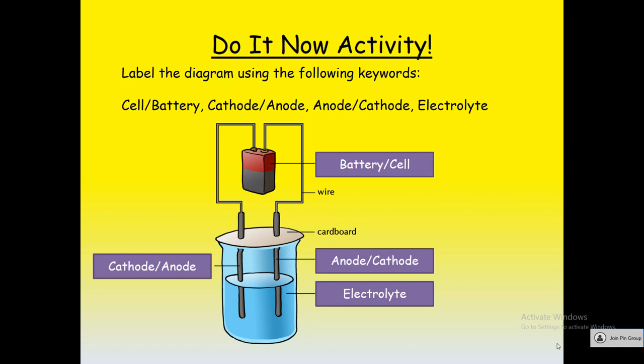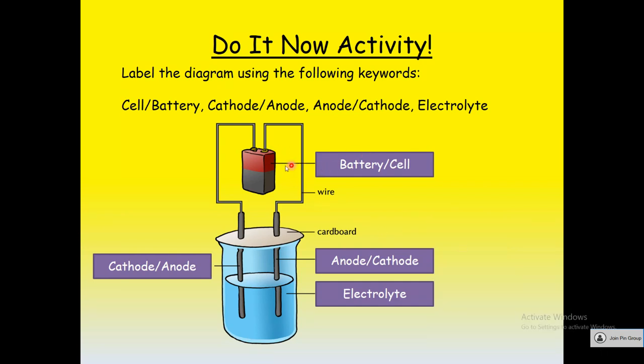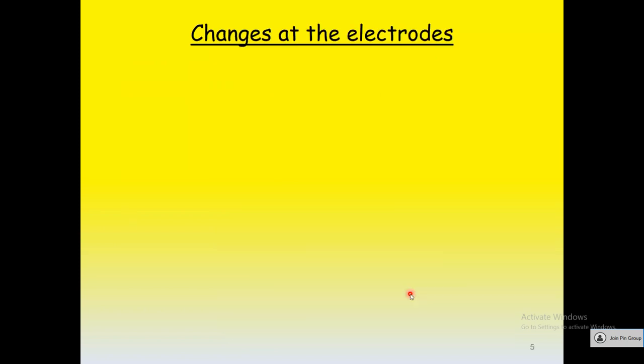And you should have been able to spot that the battery or cell is up here at the top. The battery or cell is here, connected by wires to these electrodes. We don't know which way around that battery is, so this could be either the anode or the cathode, and whichever one that is, this is the other one, so it's the other way around. And the electrolyte is what the electrodes are dipping into and what is being electrolyzed.